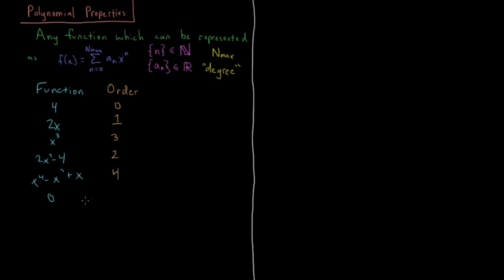And lastly, the special case is f of x equals 0, which, in order to make a lot of these future properties work out, we have to define the order of as minus infinity. So that's really the only confusing case there, that f of x equals 0 is defined as minus infinity, but it will become clear in a second why that has to be the case.